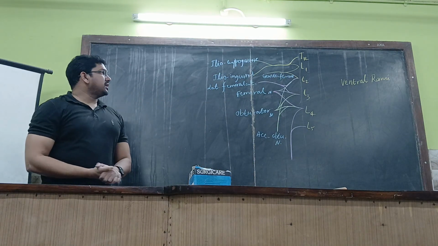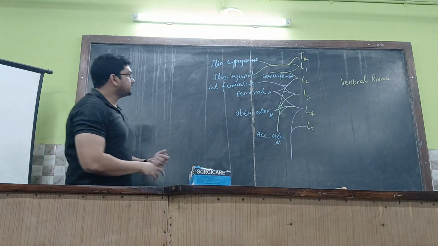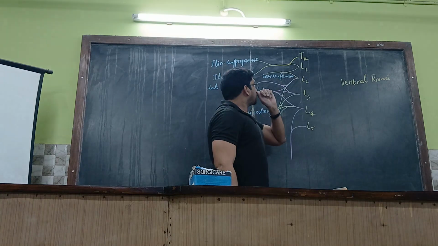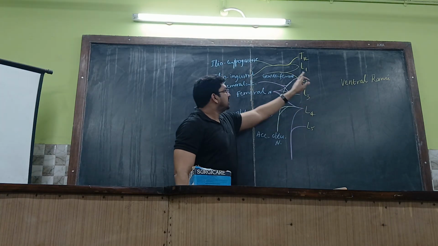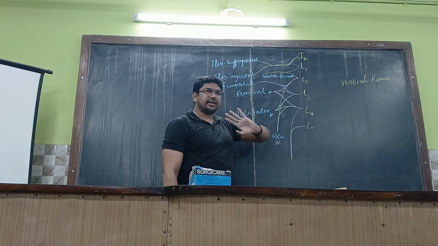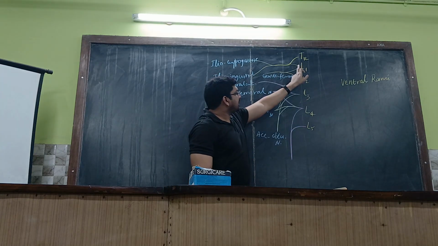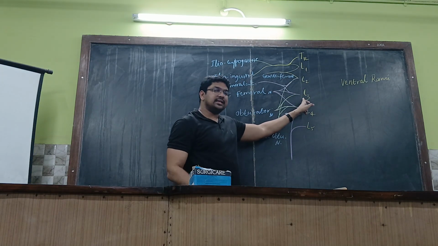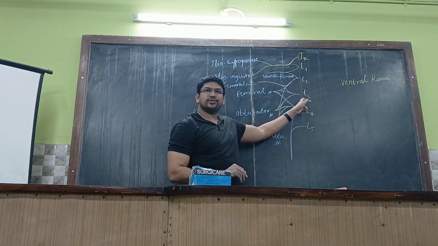Let us try to understand the lumbar plexus over here. Lumbar plexus starts from L1 to L3, and sometimes L4 also. Generally it includes L1, L2 and L3 nerves. Which nerves? Spinal nerves over here.